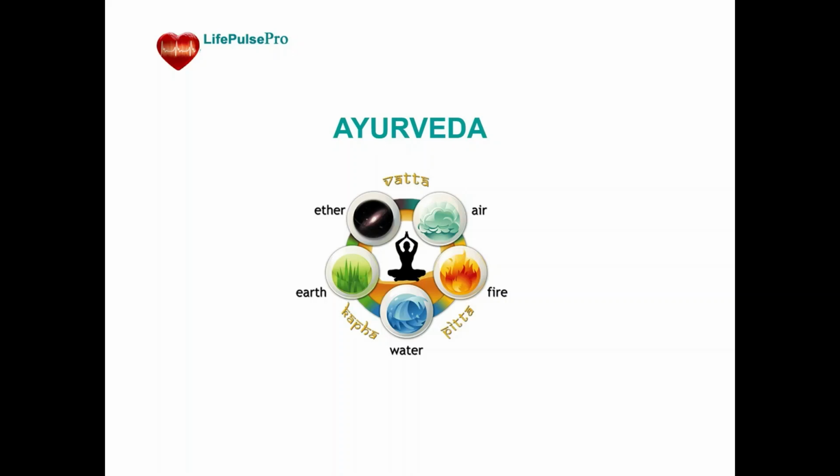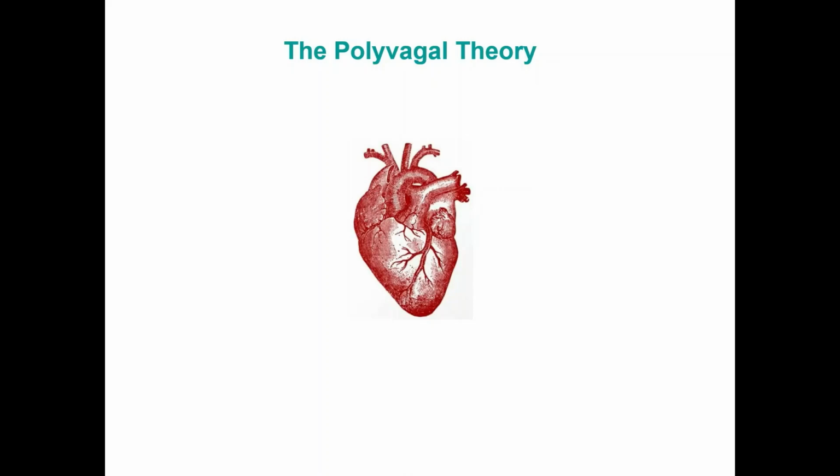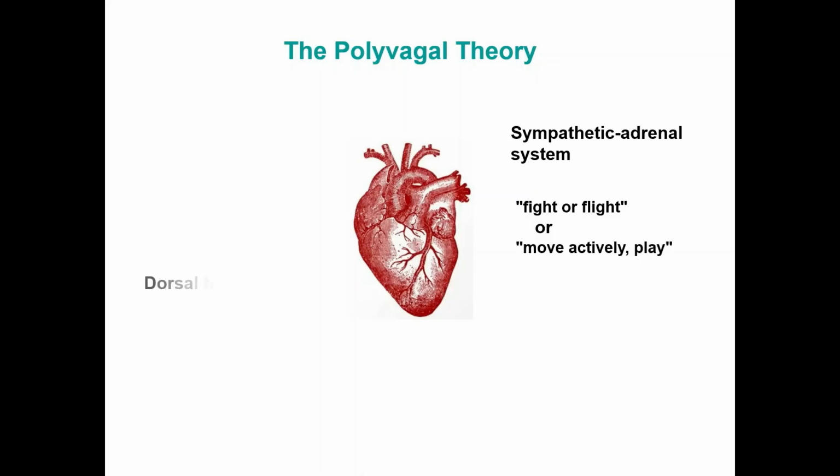Dr. Porges' research led to the conclusion that the autonomic nervous system, which affects the functioning of the heart, consists of three parts. The first is the sympathetic adrenal system, which activates the fight or flight adaptation mechanism in conditions of danger and stress, or the move, actively play mechanism in an active state in the absence of great stress.